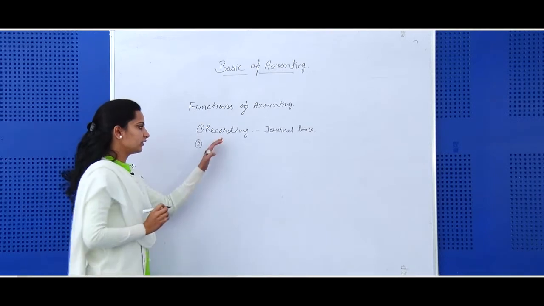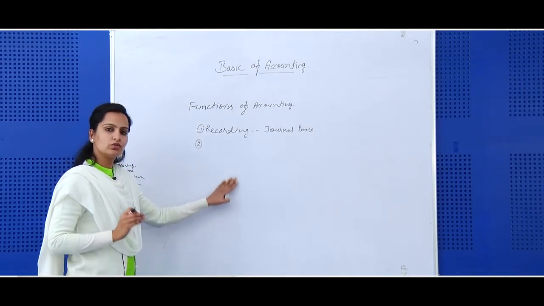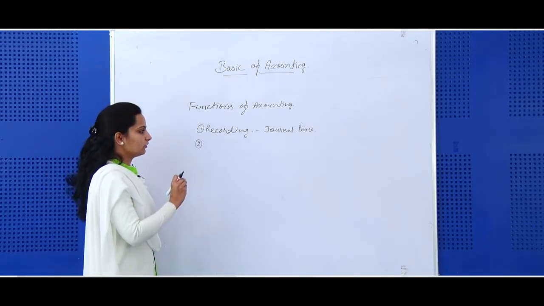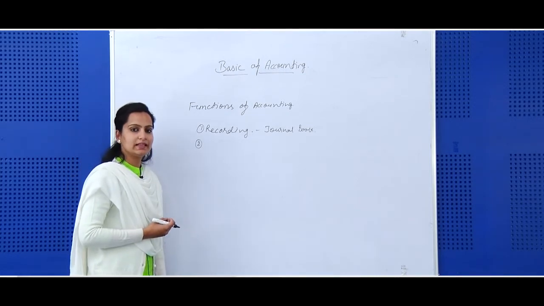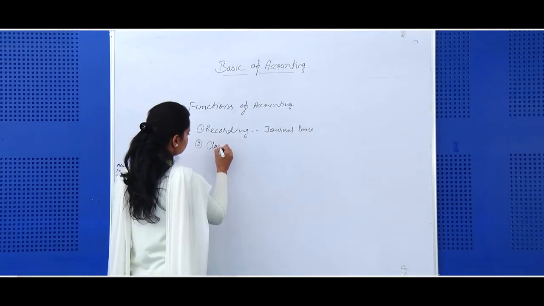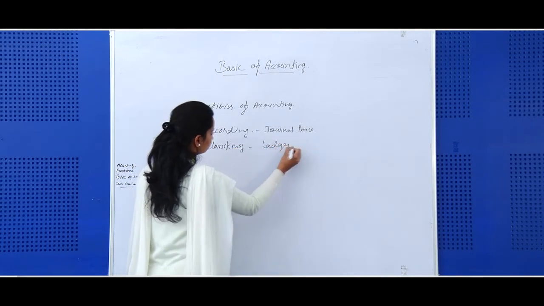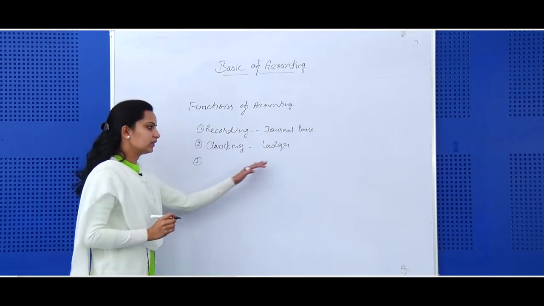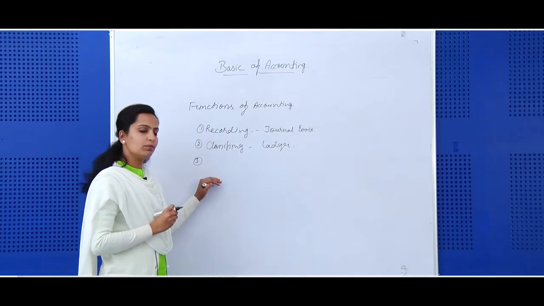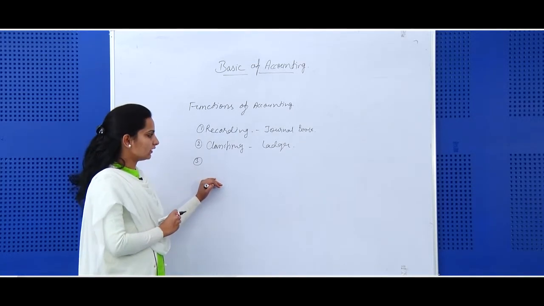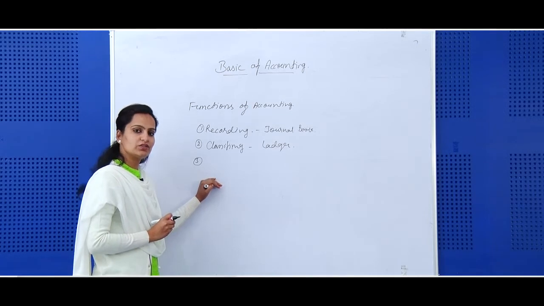Number two, after recording we classify all the transactions and maintain another book, whose name is ledger. Number three, after classification we summarize all the transactions, and the name of that book is trial balance.